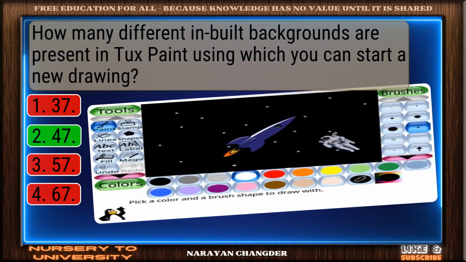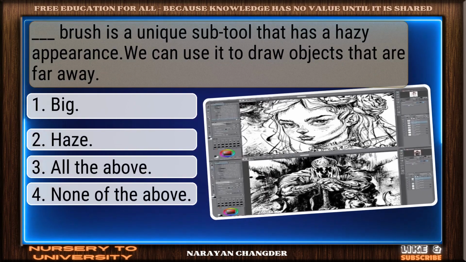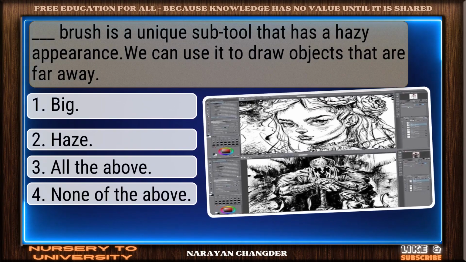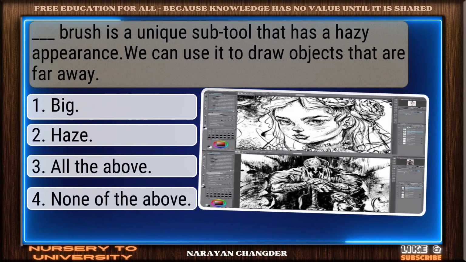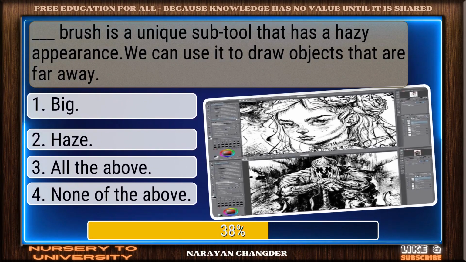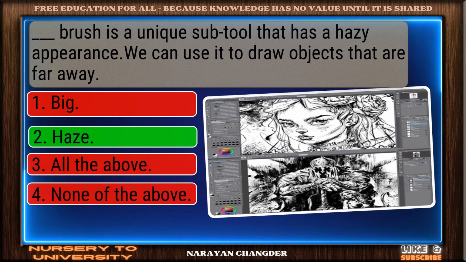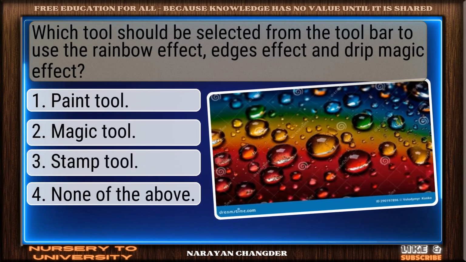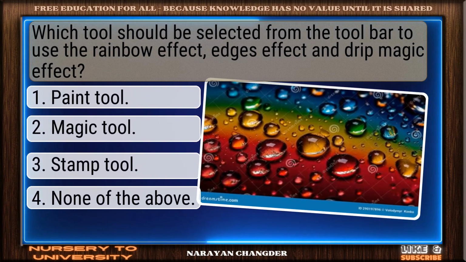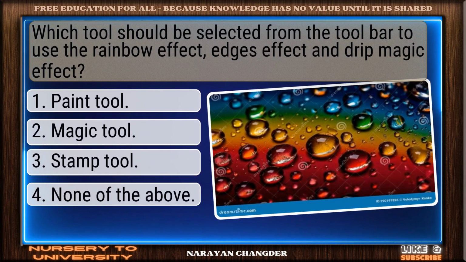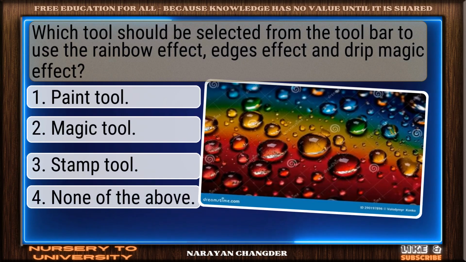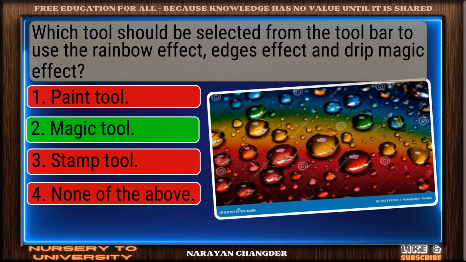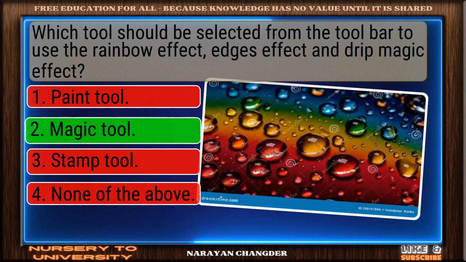You chose 47. Dash brush is a unique subtool that has a hazy appearance. We can use it to draw objects that are far away. Strong choice. Haze is right. Which tool should be selected from the toolbar to use the rainbow effect, edges effect, and drip magic effect? You're right. Magic tool is correct.